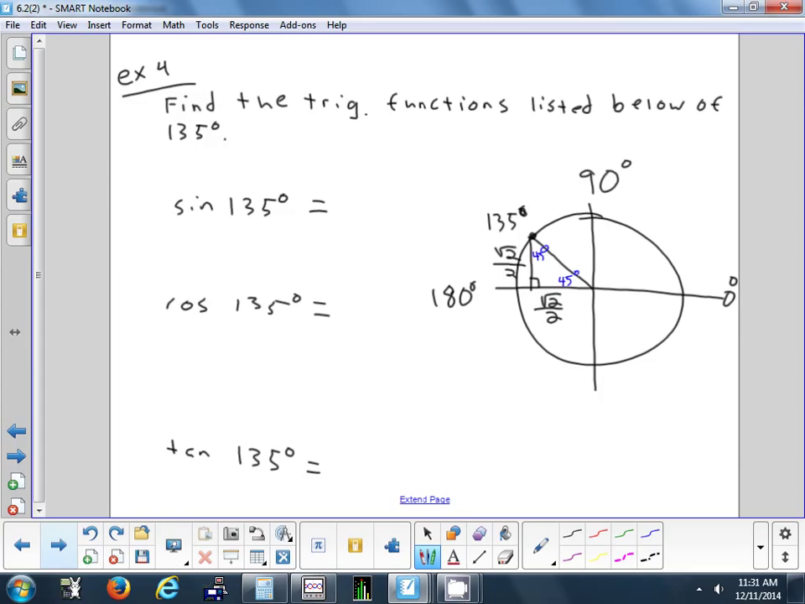Now, when you write your coordinate, just be careful you take into account the direction. You're in quadrant 2. So what's your coordinate for 135 in quadrant 2? You're going left and then up. Cole, what's your coordinate for 135?